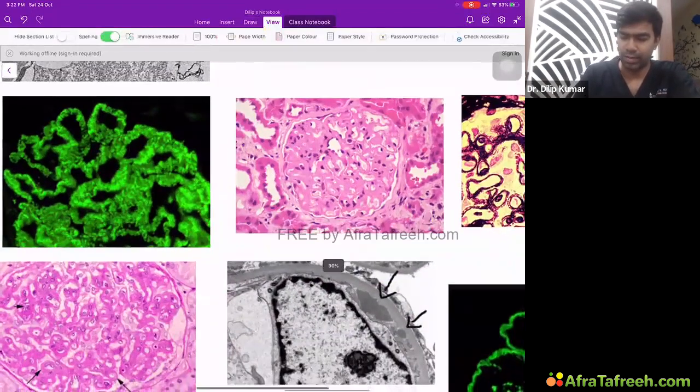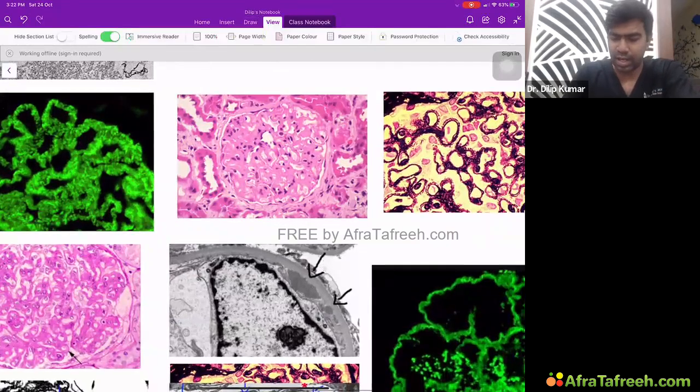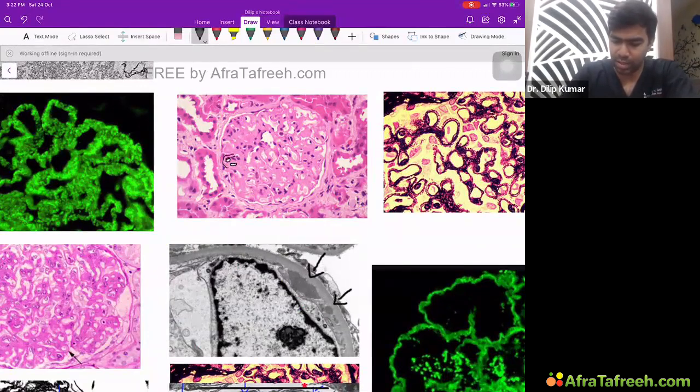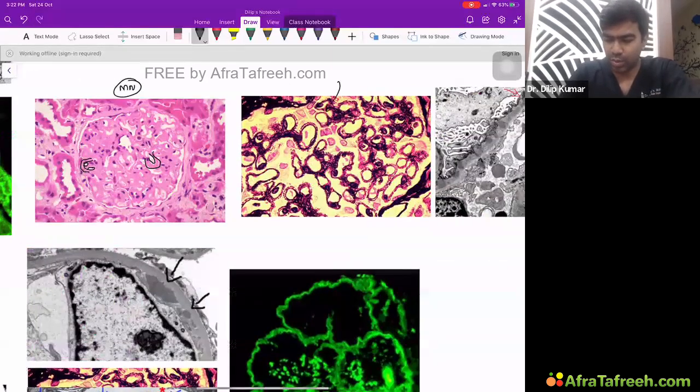Everything else is normal. So this is an example of a thickened basement membrane. You can see there are capillary walls. You can see this is a capillary loop, and the walls of the capillaries have been thickened like anything. So this is a diffuse capillary wall thickening, and this is typically suggestive of membranous nephropathy. So very classic. And at the same time, this is a silver stain that clearly shows one important pattern.